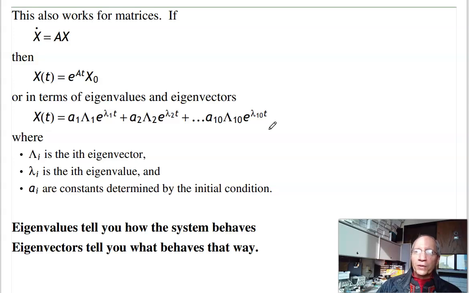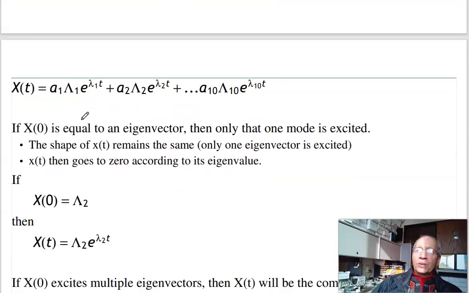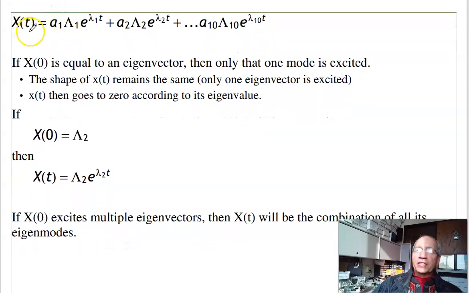So this is probably all confusing for you right now, but hopefully this makes a little bit more sense in a sec. Just remember that eigenvalues tell you how it behaves. Eigenvector tells you what behaves that way. So suppose my initial condition at t equals 0 is an eigenvector, like it's 3 times lambda 1. If that's the case, I know that a1 is 3, everybody else is 0. If my initial condition is an eigenvector, then this mode is excited, everybody else is 0. That's kind of what eigenvectors are. They're telling you the initial condition, which modes are being excited.